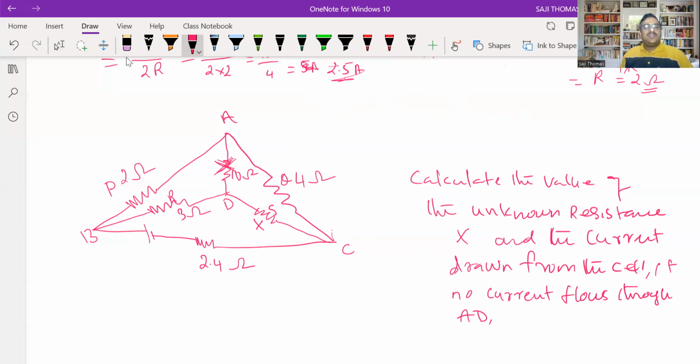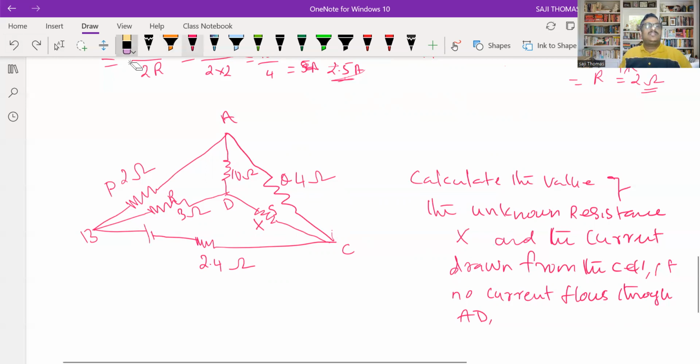Then you redraw the remaining. So I'm removing that central one, and it will be like this only. But before removing it, we need to find the unknown resistance. Now this is a Wheatstone bridge and it is given no current is flowing through AD. That means we can apply the Wheatstone principle.